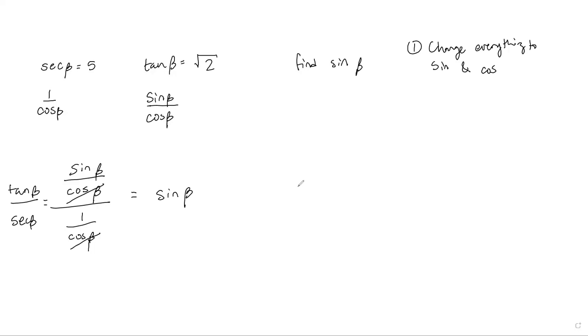So here, if we do that, tangent of beta over secant beta, that's just going to be square root of 2 over 5. And that's it. That's sine beta. Ta-da!